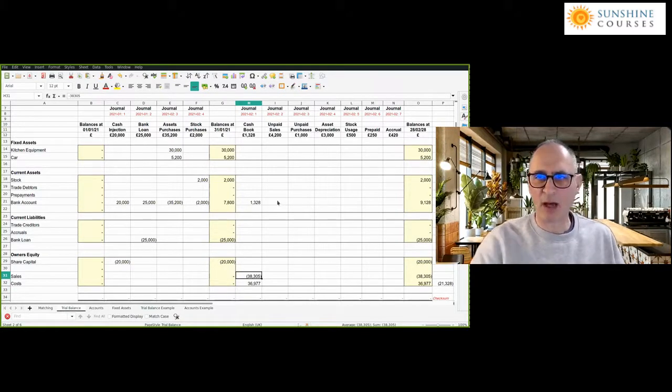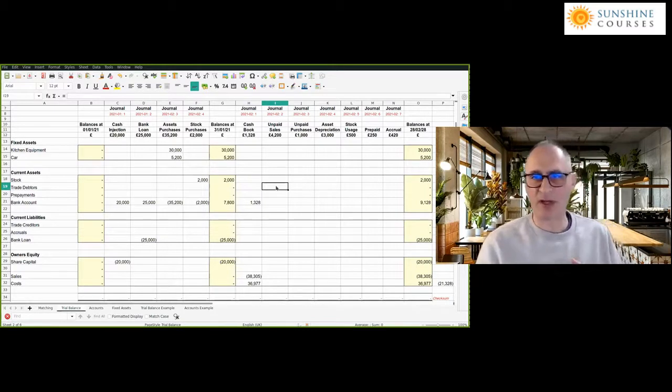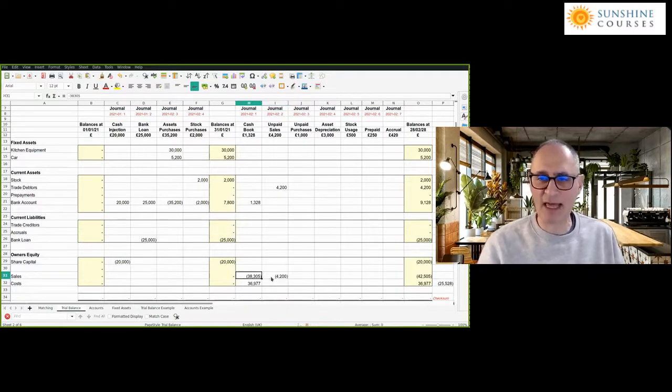Okay, we've got unpaid sales. So what's happened is we've also sold £4,200 worth of goods to someone who hasn't yet paid us. This might be we've done an office convention and we've cooked food for them and taken it to them and they haven't yet paid. So they owe us money, they're a debtor. So we debit debtors of £4,200. The other side is we credit sales of £4,200. So we've actually increased our sales from 38,000 to £42,000. Look at the total here.